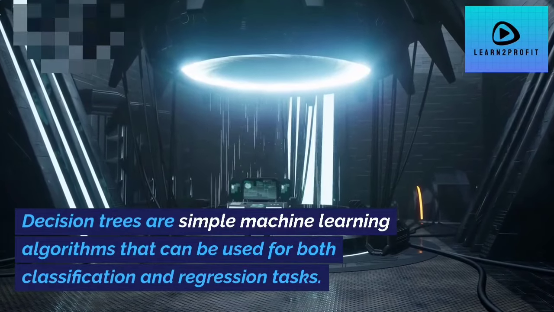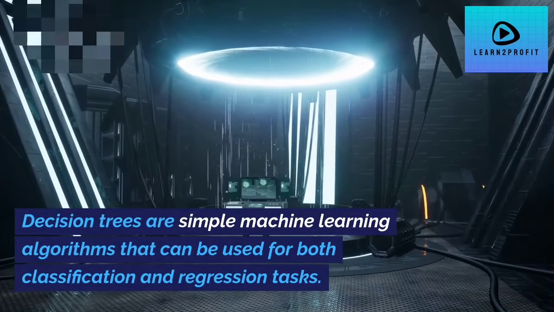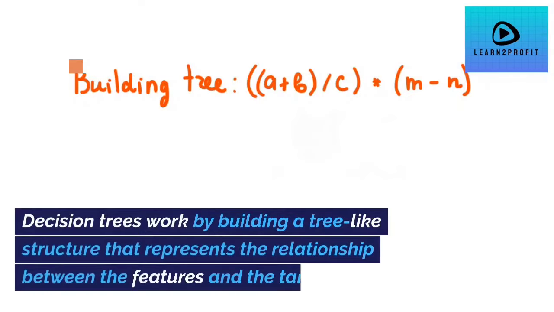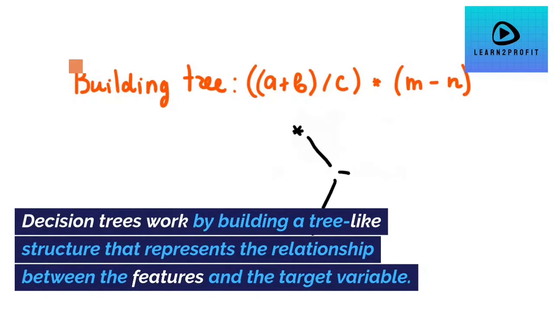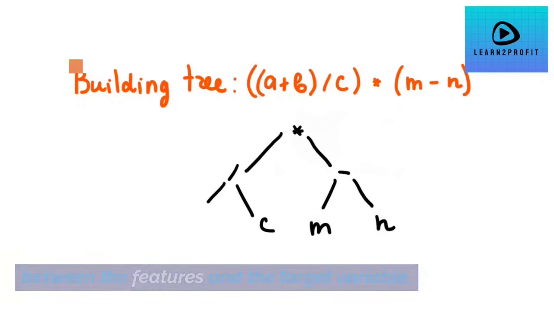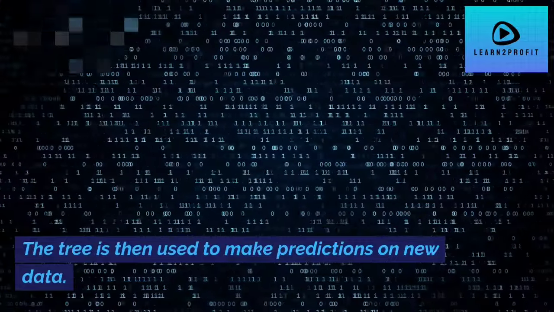Decision trees are simple machine learning algorithms that can be used for both classification and regression tasks. Decision trees work by building a tree-like structure that represents the relationship between the features and the target variable. The tree is then used to make predictions on new data.